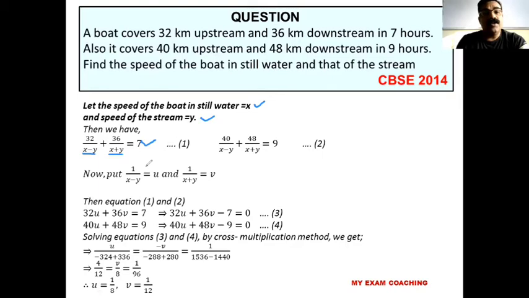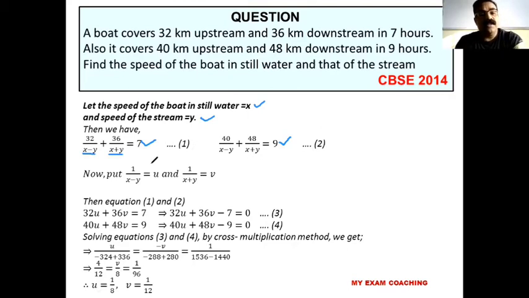Similarly, it also covers 40 kilometers upstream and 48 kilometers downstream in 9 hours. So from that we can form 40 by x minus y plus 48 by x plus y is equal to 9. That is the second equation. So we have formed two equations, a pair of linear equations in two variables x and y. Now we need to solve the first and second equations to find the values of x and y so that we get the required answer.